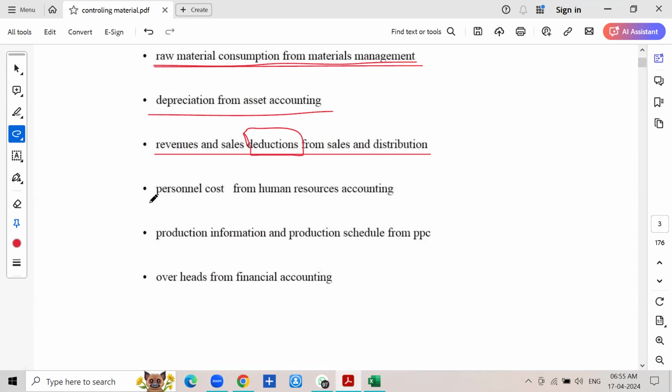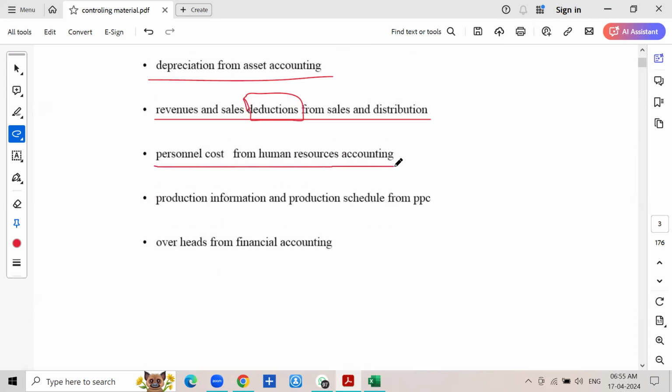Then, not only sales revenue, sales related expenses like rebates, then outward freight, then output taxes. Output taxes means the taxes which you pay on the sales. They're also processed from SD only. So from SD, they will be posted to general ledger. From the general ledger, they will be transferred to controlling.